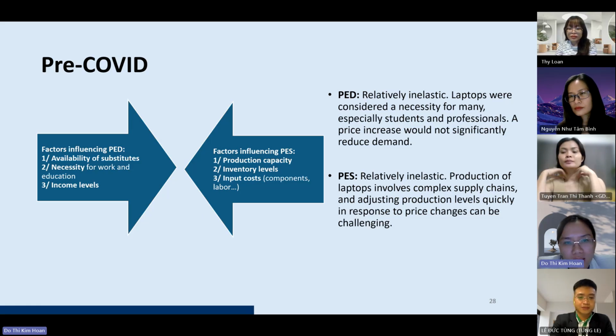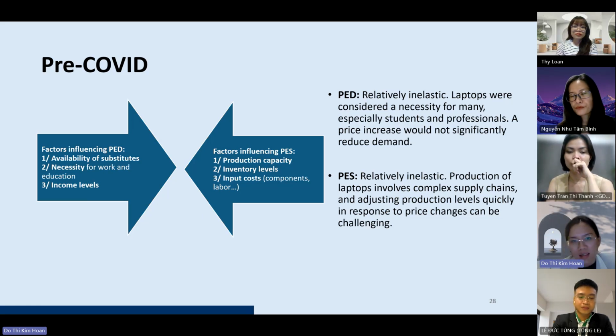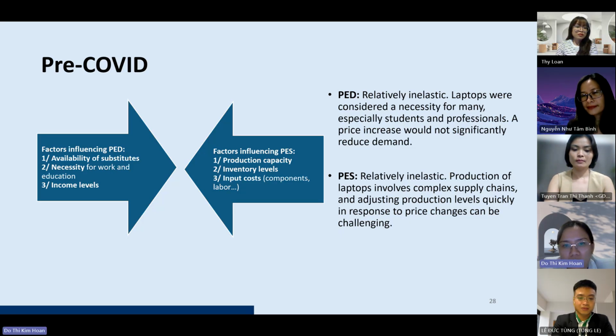And I would like to talk about the factors influencing price elasticity of supply: production and capacity, depending on whether their capacity is low or high. The last one is cost, such as component and labor cost.